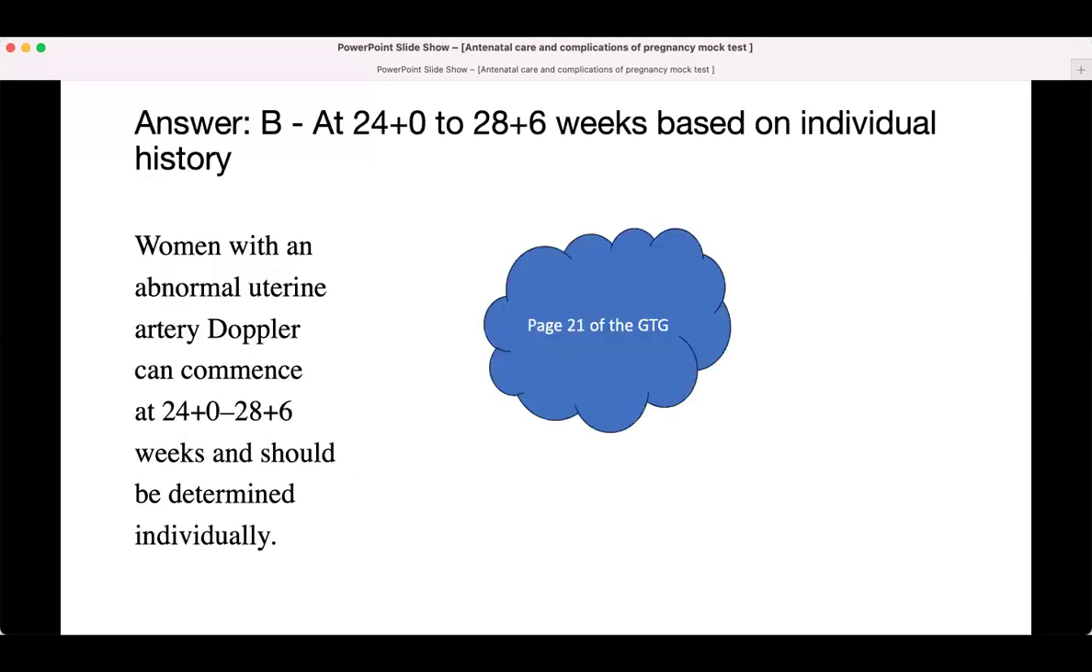And it's written in the stem of the guideline, not written in the algorithm at the end. In the algorithm, they mentioned individual, refer to the fetal-maternal medicine unit.